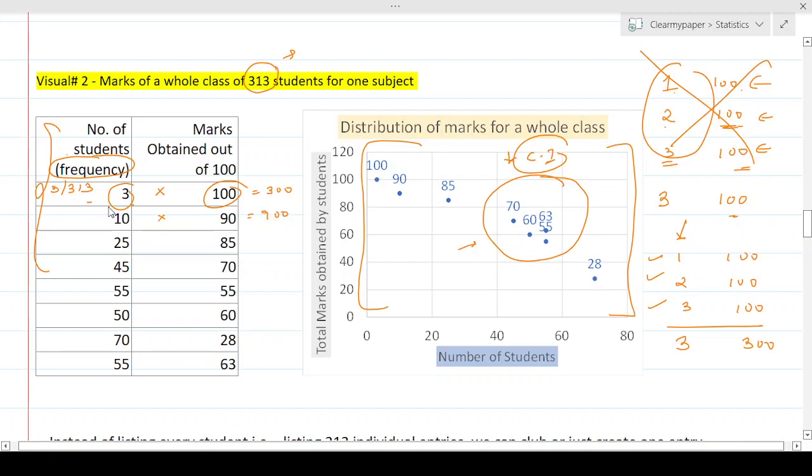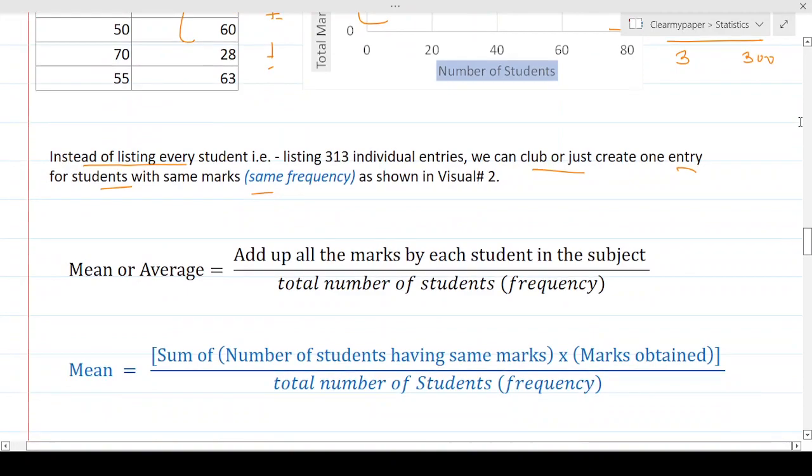Something like that. So 3 students have got 100 marks each, so total marks cumulatively for all the 3 students is 300. 10 students have got 90 marks each, so cumulatively all these things is 900, something of that sort. So for the total marks, we will not simply add this, but we'll be adding this and this and this and this. That's the difference. Okay. So we will be basically multiplying by the frequency.